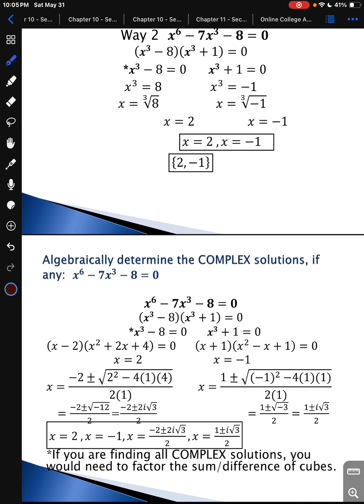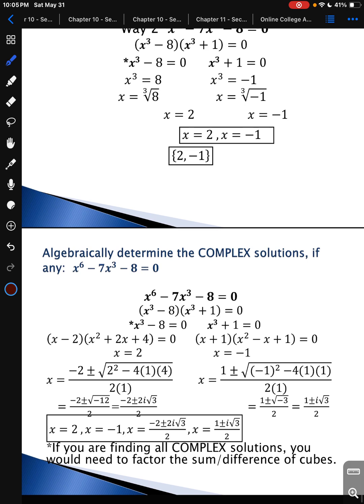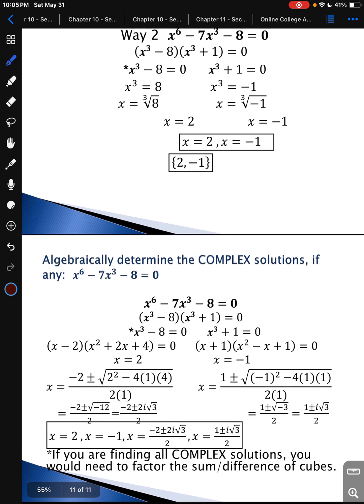In this case, you can factor them down, and then you can use the quadratic formula to solve each side.